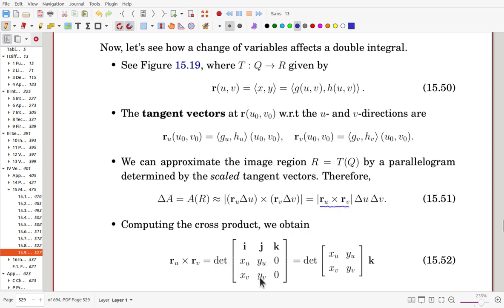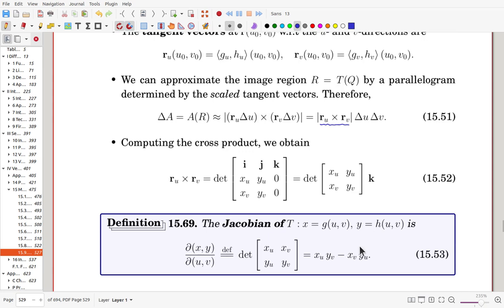That is the determinant of this matrix, i, j, k. Now, we consider this R sub U and R sub V as vectors embedded in 3D, so the third component is 0. So that is R sub U embedded in 3D. This is R sub V embedded in 3D. Then if you do the computation, you can reach that one. So the determinant is now this product minus that one.